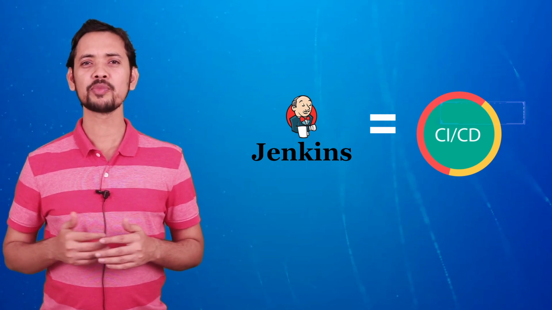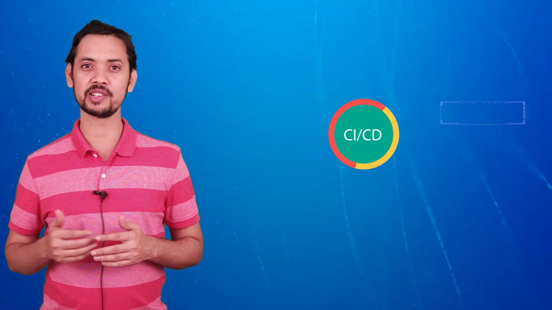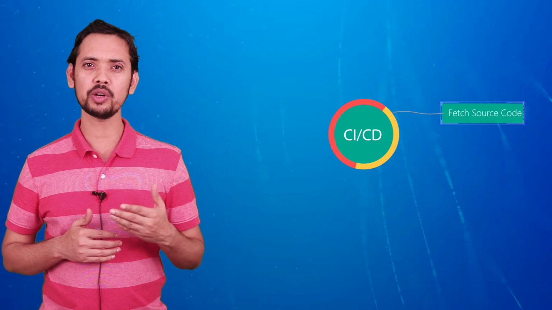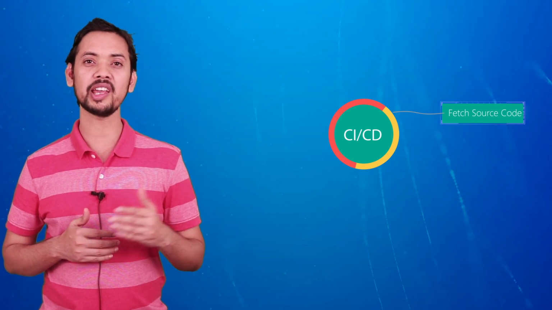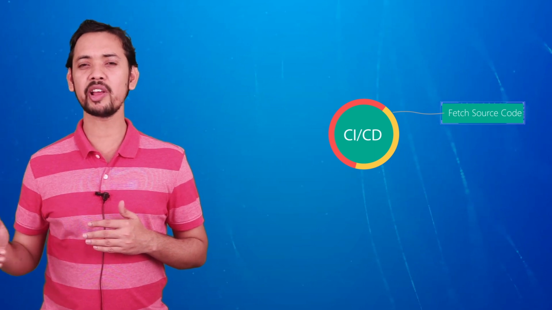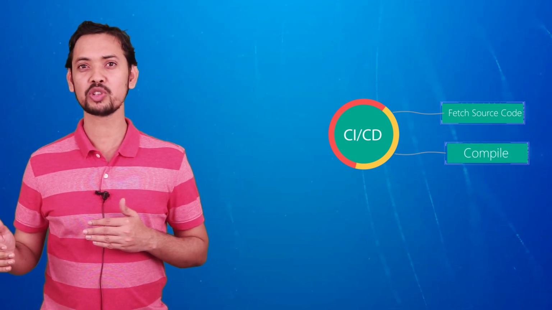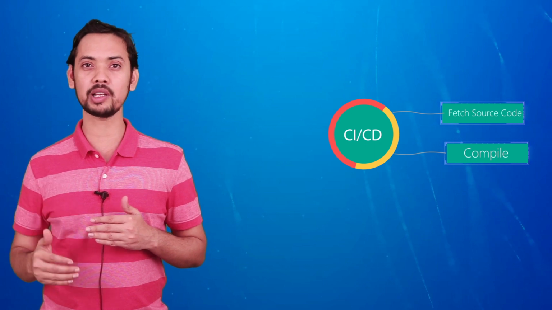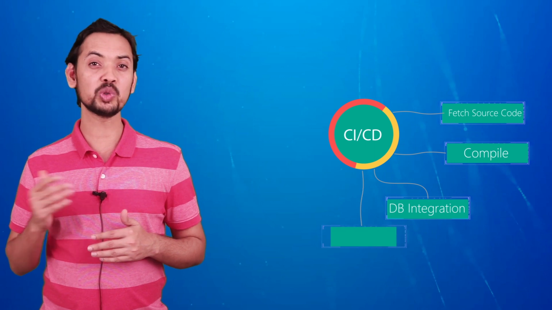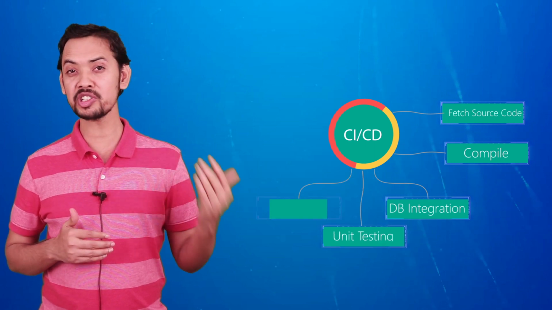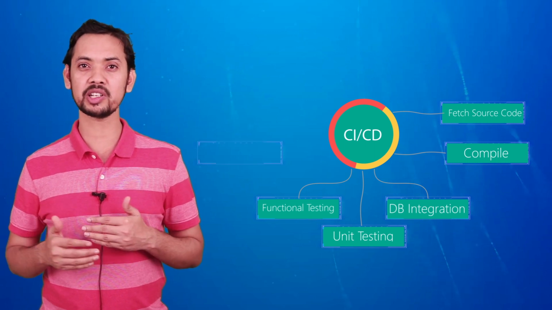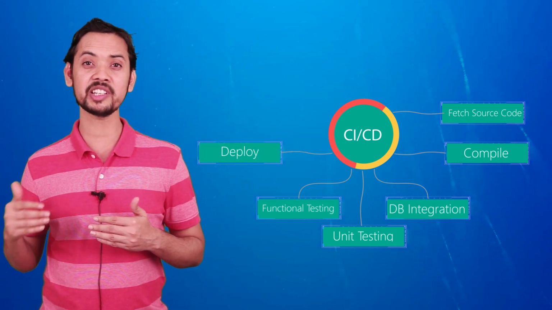So in general, what does a CICD tool do? A good CICD tool makes it possible to fetch your code from your source code management tools like Git or SVN. These tools also get integrated very well with the build automation tools, the tools that will ultimately compile the code. They facilitate database integration, unit testing, and functional testing. A CICD tool lets you deploy the application into a testing environment or staging environment.